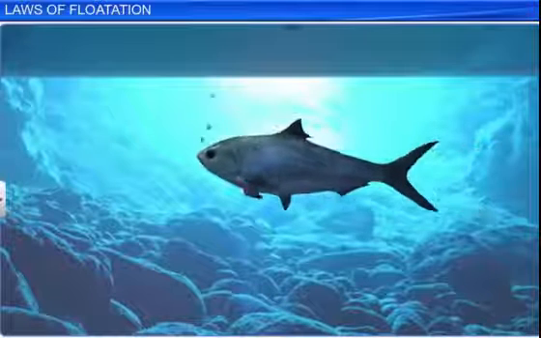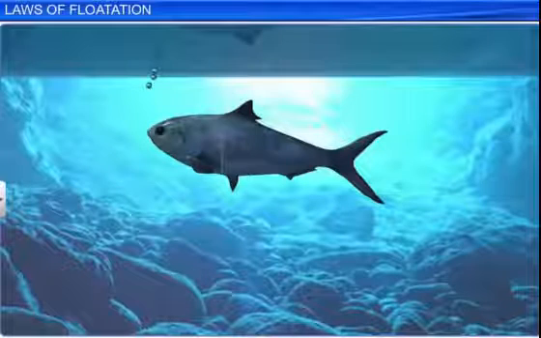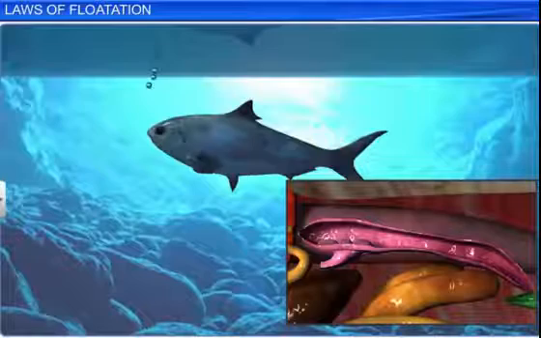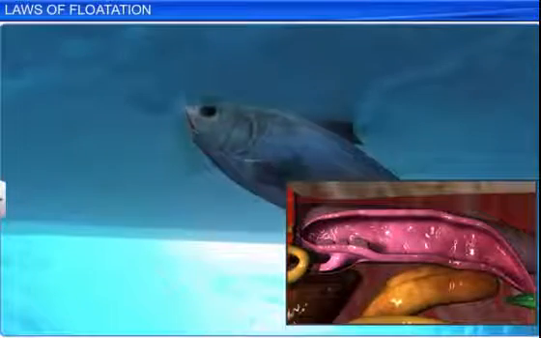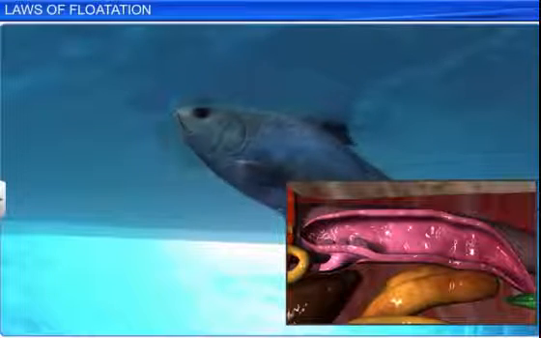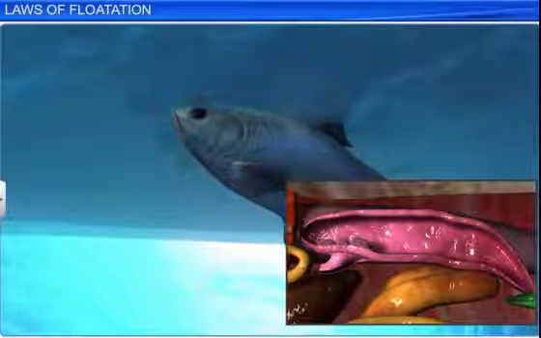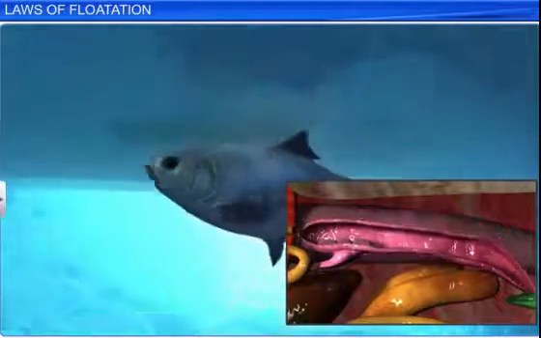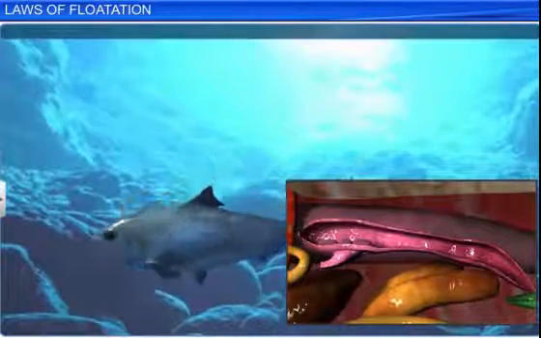Let us now study the flotation of fish. Most fish have an organ known as the swim bladder. When they want to rise, fish release gas into the swim bladder and increase their volume. As a result, they displace more water. The force of buoyancy acting on them increases. To come down, a fish empties the bladder to the required extent, reducing the volume and the force of buoyancy acting on it.